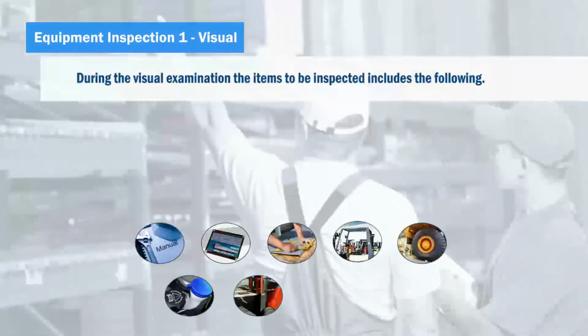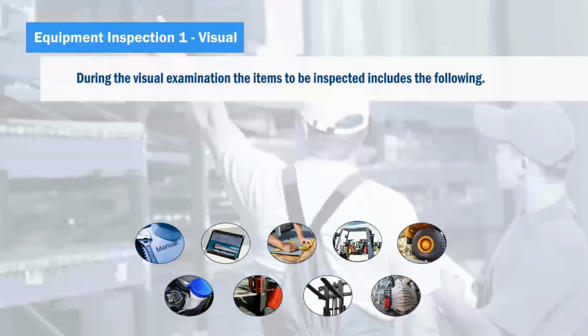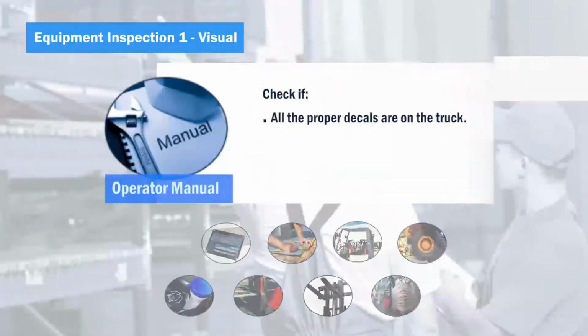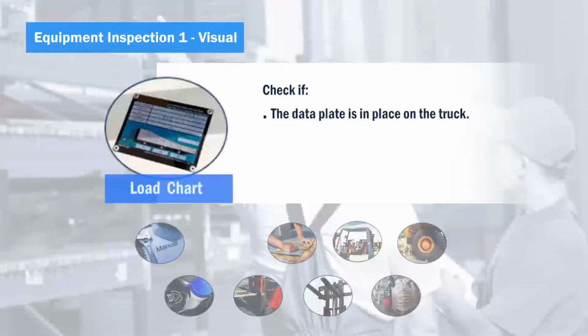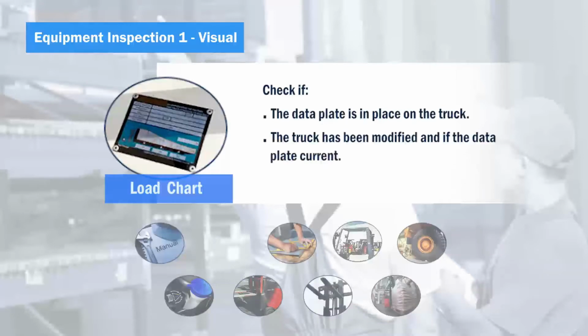During the visual examination, the items to be inspected include the following. Operator manual. Check if all the proper decals are on the truck. Check if the operator's manual is on the truck. Load chart. Check if the data plate is in place on the truck. Check if the truck has been modified, and if the data plate is current. Check if the data plate is damaged or unreadable.